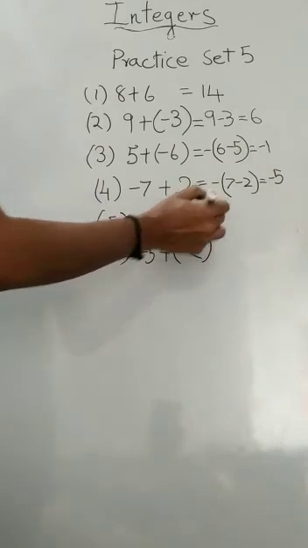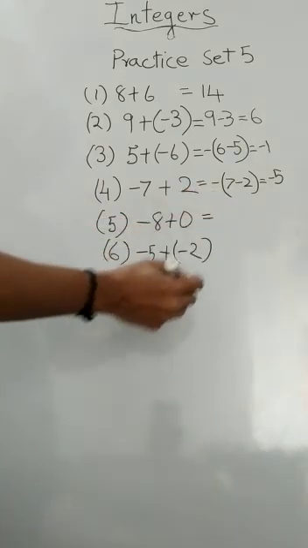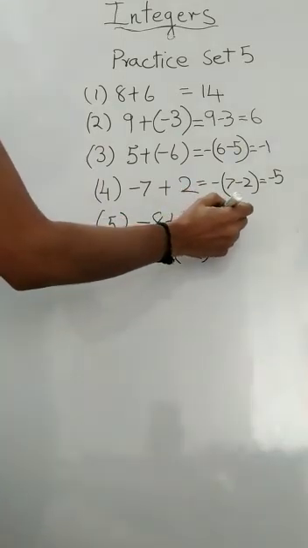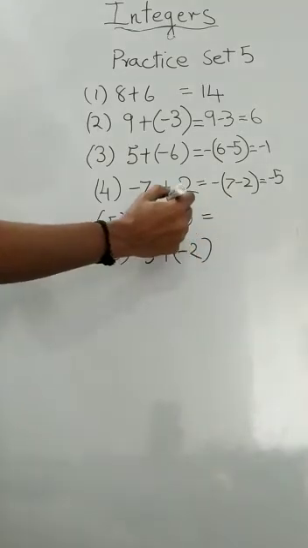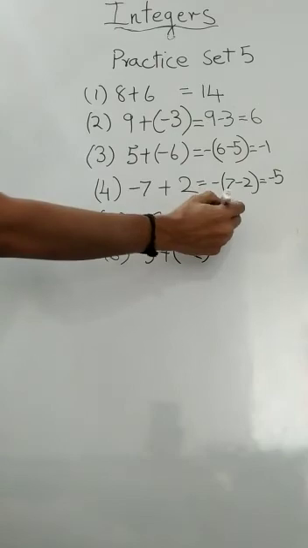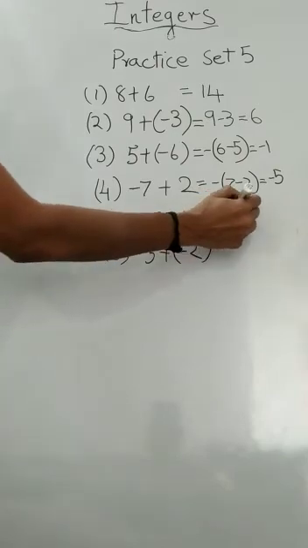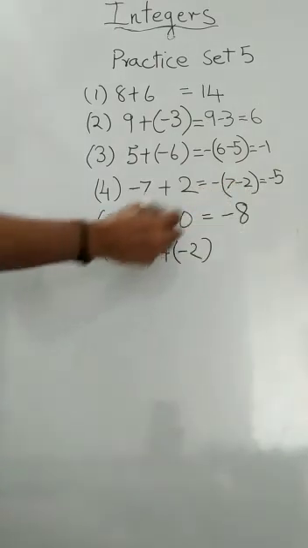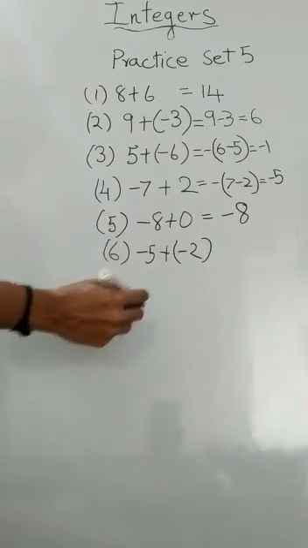Next, minus 8 plus 0. What is minus 8 plus 0? If you add 0 to any number, its value doesn't change, right? So minus 8 plus 0 is minus 8.